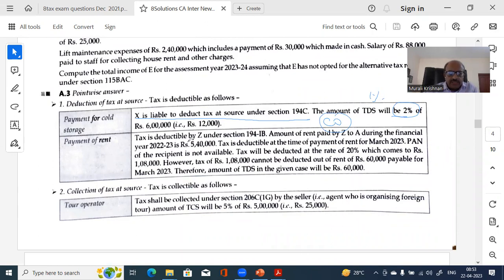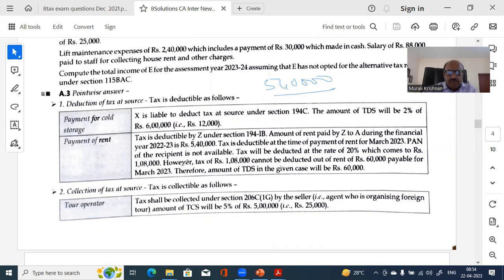Rent, as I told you, tax deductible by Z, 194IB. Amount paid by Z during the financial year is 5 lakh 40. Why 5 lakh 40? How many months, from what month to what month? July. What they are saying is 5 lakh 40. How did you get 5 lakh 40? Sir, 6 lakh into 9 months. Oh, 9 months. Okay, correct. What you're saying is correct. I didn't get it at that time. So 5 lakh 40 only.